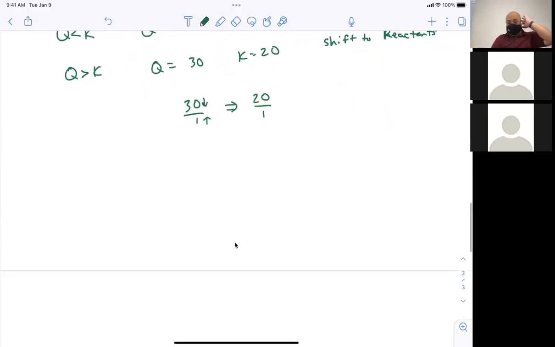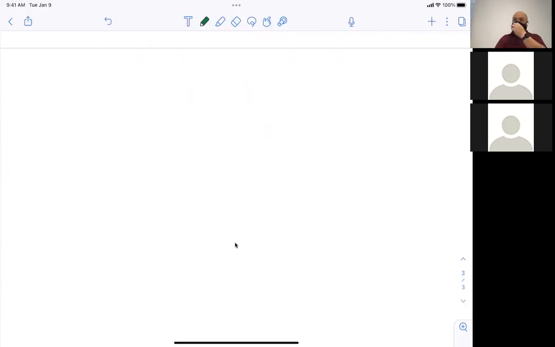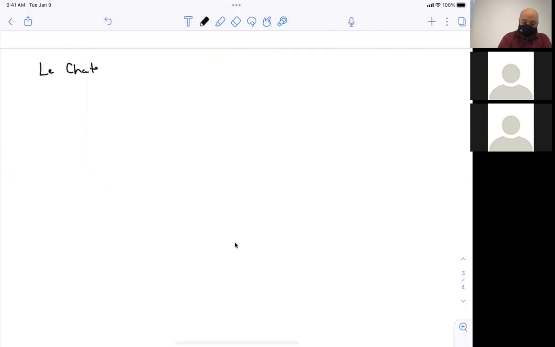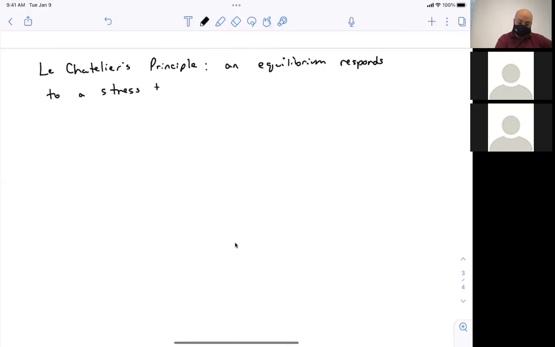Okay. So the last major idea for SL is Le Chatelier's principle. The idea of Le Chatelier's principle is essentially that an equilibrium responds to a stress to the system in a manner to restore equilibrium.